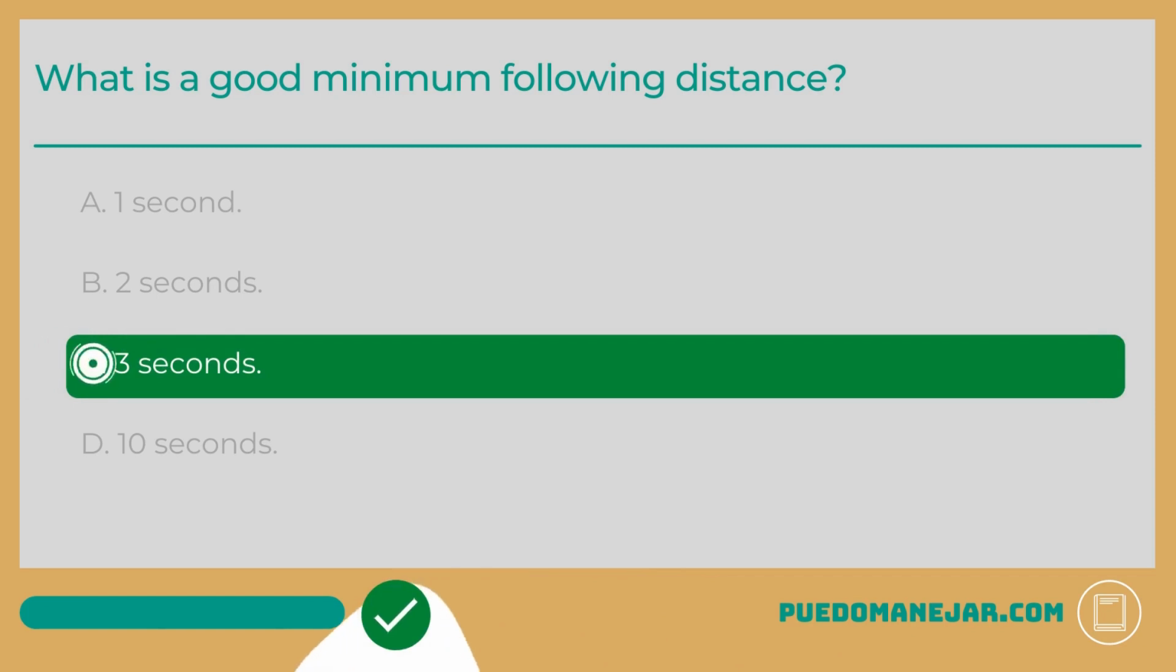What is a good minimum following distance? C. 3 seconds. The following distance describes the gap between your car and the car in front of you. Under ideal driving conditions, a good minimum following distance to employ is the 3-second rule. Some may recommend a 2-second following distance. That means there is at least a 3-second gap between the front of your car and the rear of the car in front of you. In good conditions, this gives you enough space to adjust, maneuver, and react to potential hazards ahead.